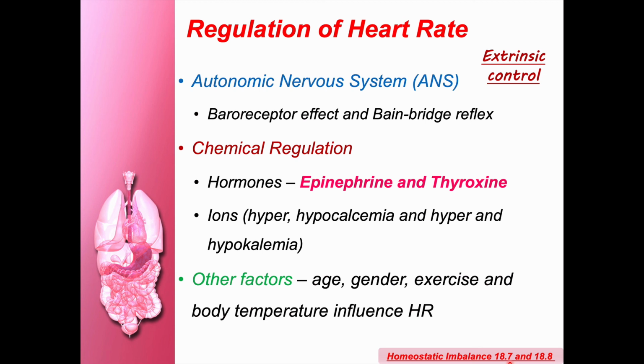So how is the heart rate regulated? As I told you, heart beating takes place by the generation of electrical impulses in the heart itself. But the speed of the heartbeat is controlled by the nervous system. As I told you, the heart is an independent organ, that's why it is supplied by the autonomic nervous system, that is the parasympathetic and the sympathetic. So there are baroreceptor effect and Bainbridge reflex.